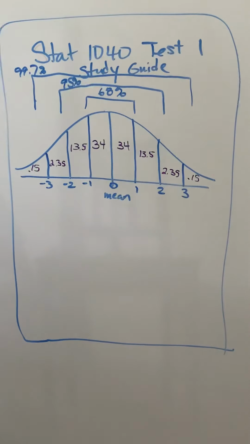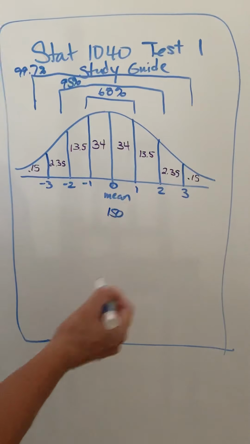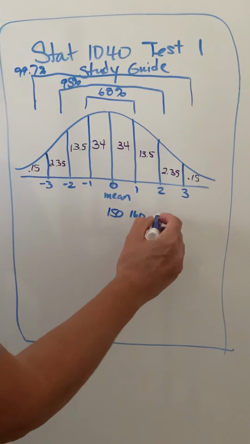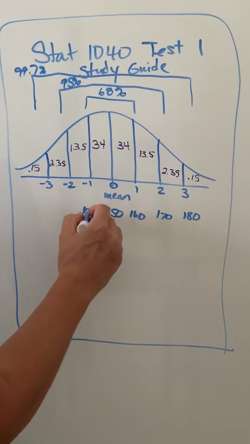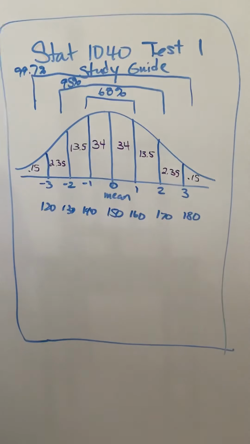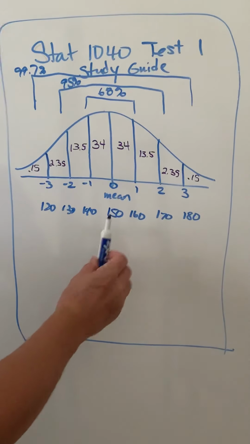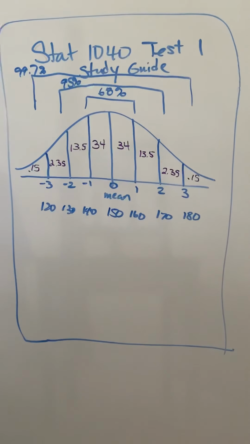Okay, and I know this seems like kind of a lot of work at first, but if you have 2 or 3 questions that say something like, oh, the mean was 150 and the standard deviation was 10, and then you just sit there and label it, then all of a sudden you're ready for any question. If they say, what percent fell between 150 and 170, you can just go, oh, 34 plus 13.5.